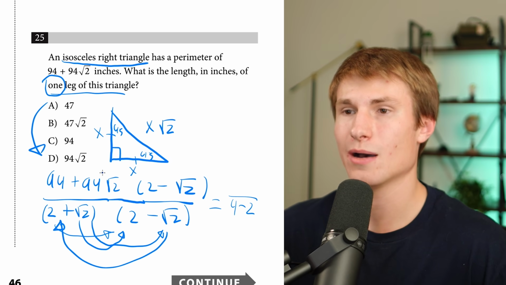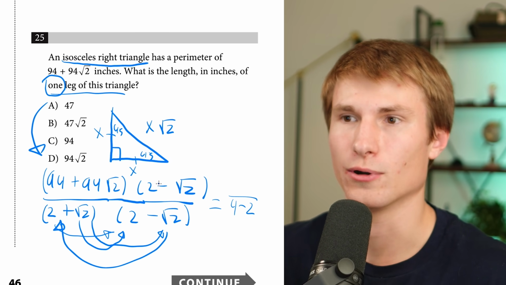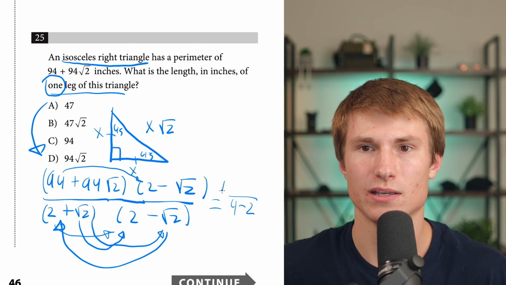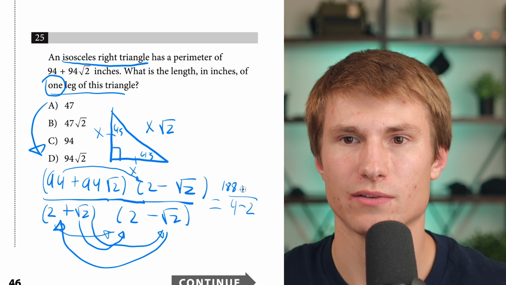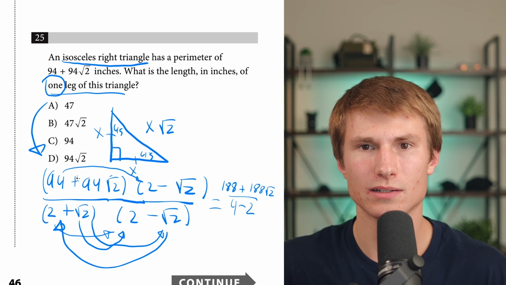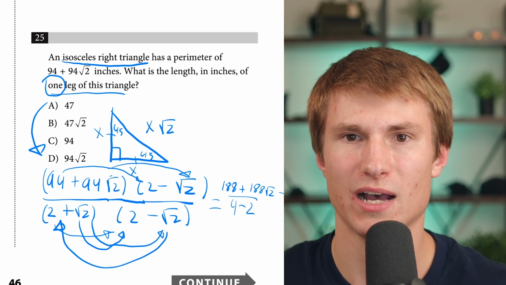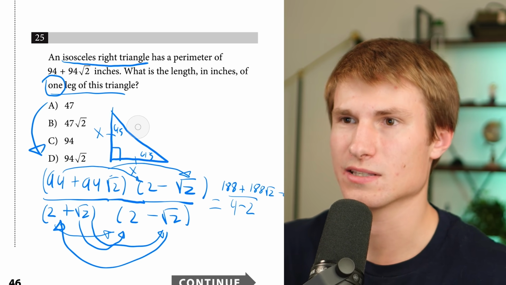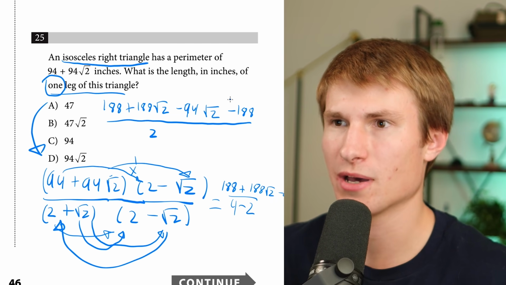Now in our numerator, we also have to take the same thing and FOIL it out. We've got 94 times 2, which is 188. We've also got 94 root 2 times 2, which gives us plus 188 root 2. We've also got 94 times negative root 2, which gives us minus 94 root 2. I'm running out of room there, so I'm going to erase this and bring it up here so you can see it a little better and it's a little bigger.